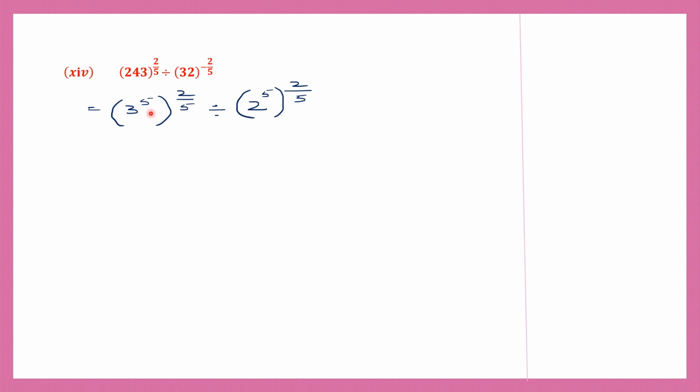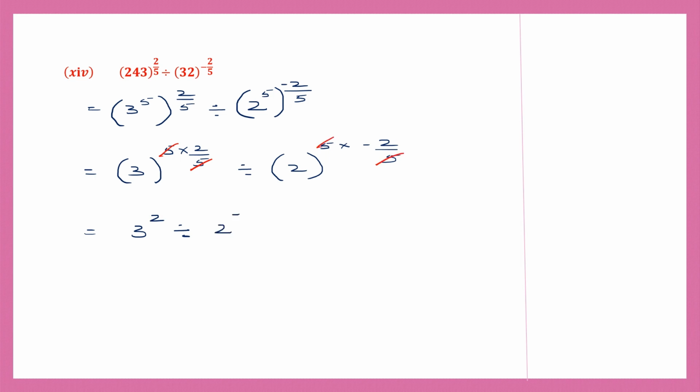So that means 3 to the power of 5 into 2 by 5, divided by 2 to the power of, we can do the same thing here, 2 to the power of 5 into minus 2 by 5. Okay, let's not forget the minus sign. It's minus 2 by 5. So here you can see 5 and 5 get cancelled. So this becomes 3 to the power of 2 divided by, now here also 5 and 5 get cancelled, so this becomes 2 to the power of minus 2.